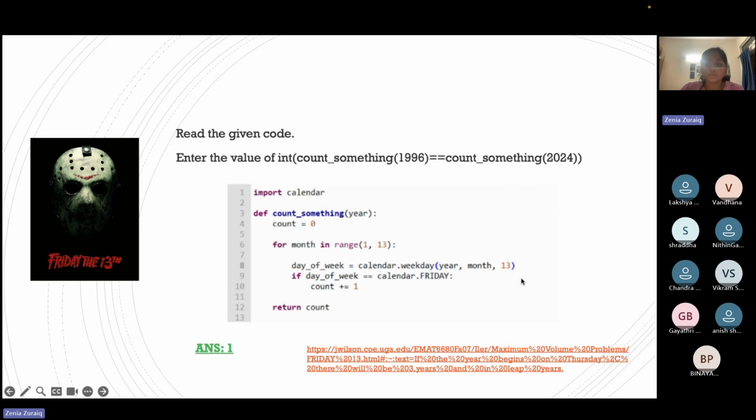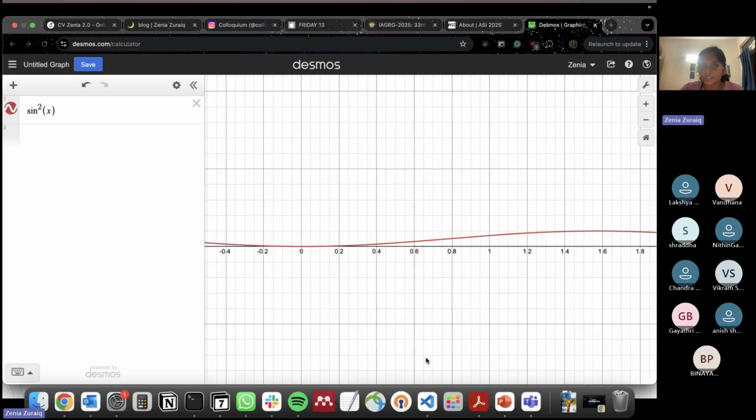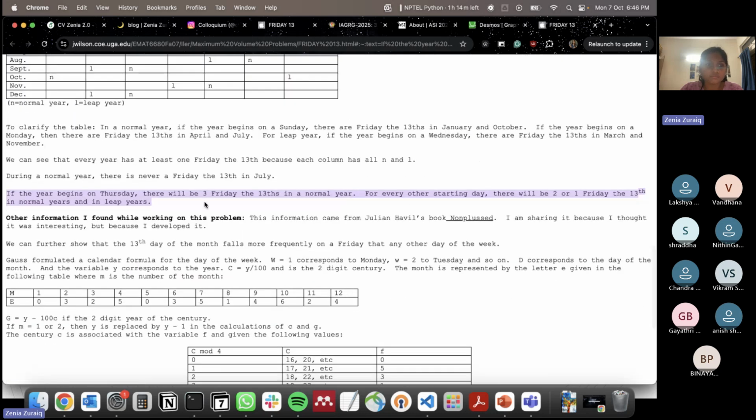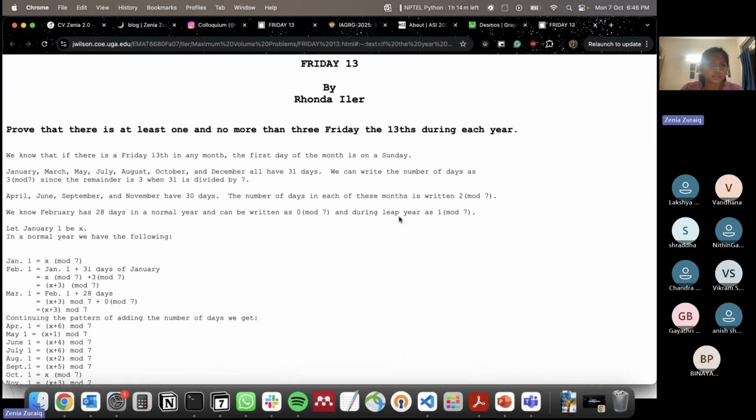If you want to understand how to calculate the Friday the 13th in a given month, there is a very nice web page that I found where you can actually see. Essentially, you can see that there are 1 to 3 Friday the 13ths in a given year. There is at least one and no more than three Friday the 13ths during a given year.